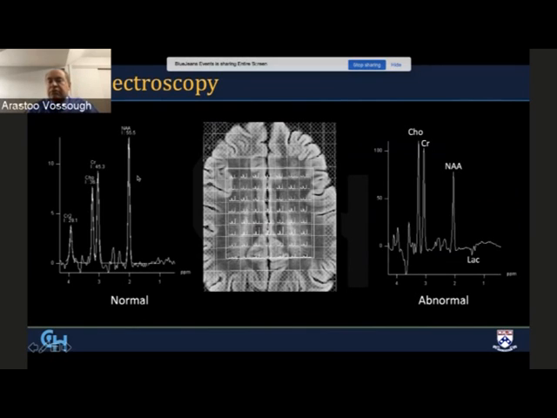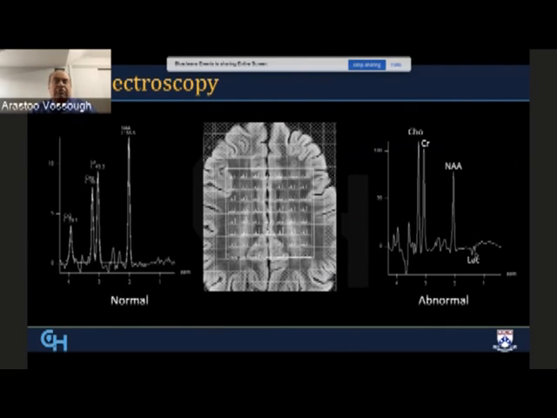In many disorders of white matter, or many disorders in general, we might see a spectrum like this, where we have a little bit of decreased NAA and a little bit of increased choline. We may even have a touch of trace lactate. Now, is this helpful?